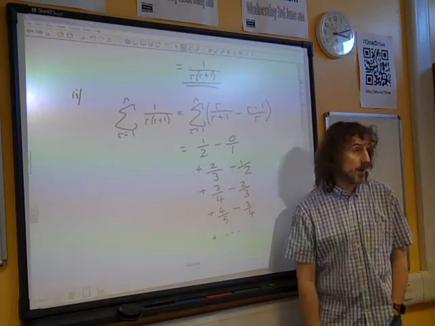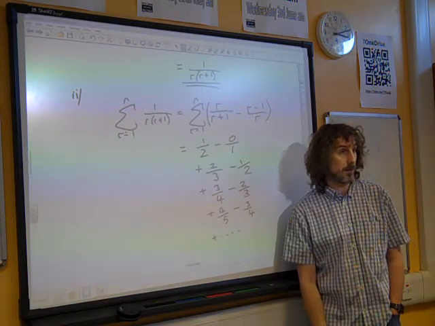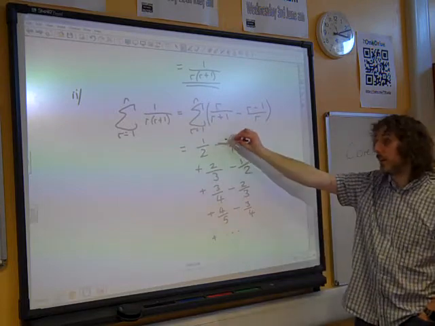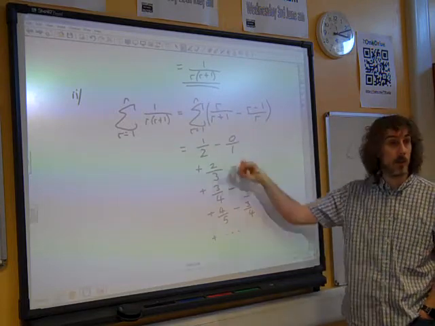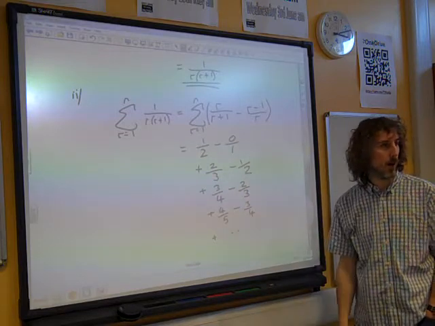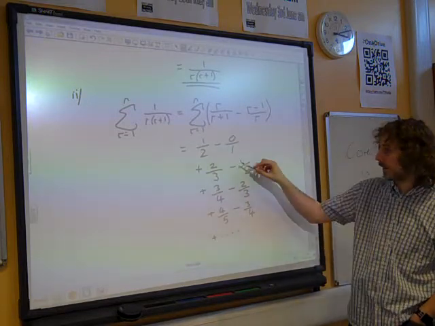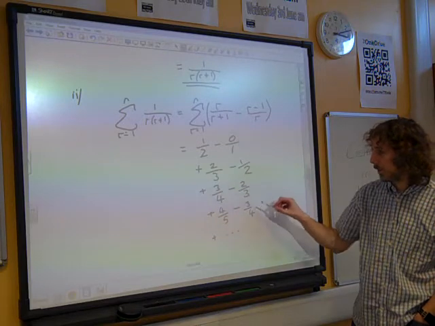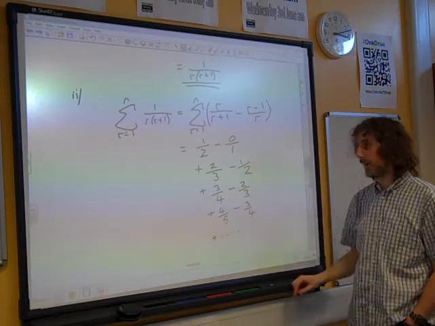And it would carry on. I've done enough to be convinced. Sometimes when you do these, you don't spot it until you've got 3 of them together, because you need things cancelling out a line apart. But this one has all worked out quite nicely. That with that, that's going to go with that. Plus 3/4 minus 3/4, and so on, all the way down.